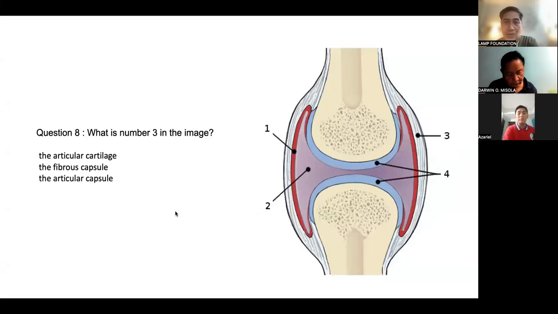Articular capsule. No. Mali na naman. Cartilage capsule. Fibrous capsule or articular capsule? Articular capsule. Sino mo mabuti yung quality ng number 3? Articular cartilage. Fibrous capsule. Fibrous yan eh. Tingnan mo mabuti. Can you not see? Okay.